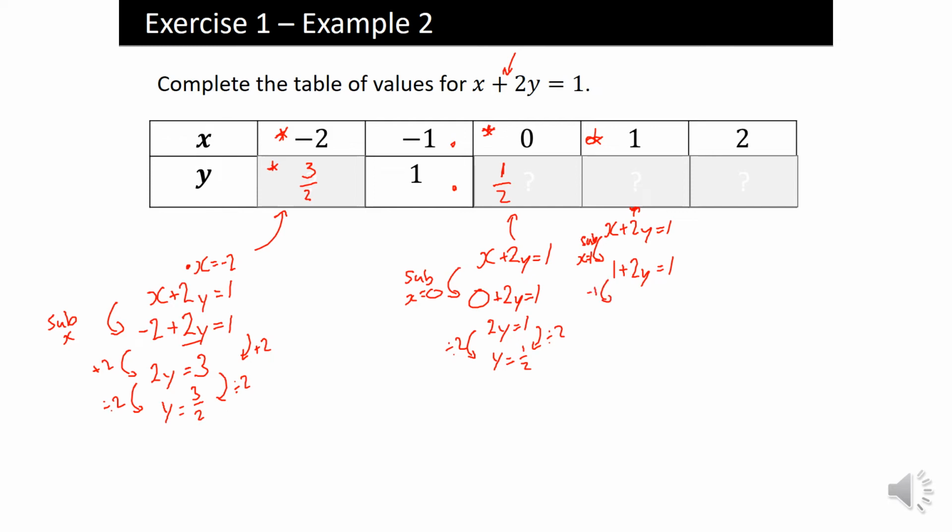Minus 1 from both sides. So 2y equals 0. y equals 0. So that tells us 0 there. So another one there, both grid lines. That'd be a nice one to do in drawing.